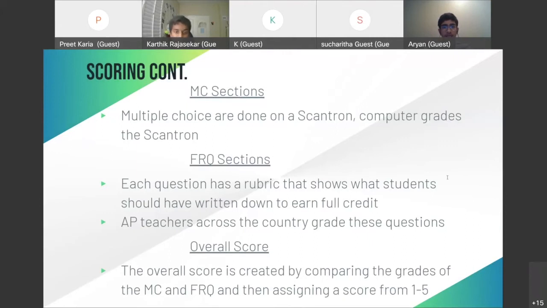That means they know the course content well. These teachers will also have rubrics which will tell them what the students need to write to receive full credit, and if the answer is incomplete, how to take away points. You can find rubrics for past tests by searching them up online. After all the sections have been graded, your sectional scores will be compared to each other and an overall 1 through 5 point score will be given. In some cases, some sections in certain tests will carry more weightage in the overall score than other sections.